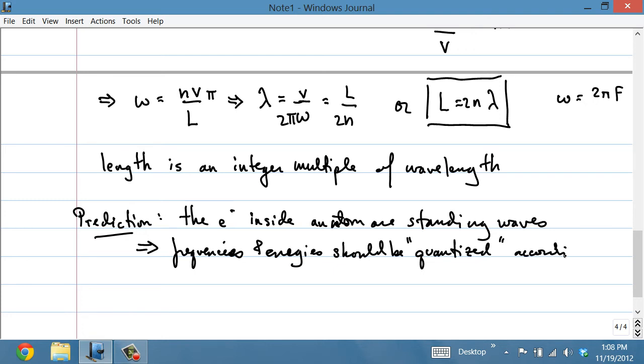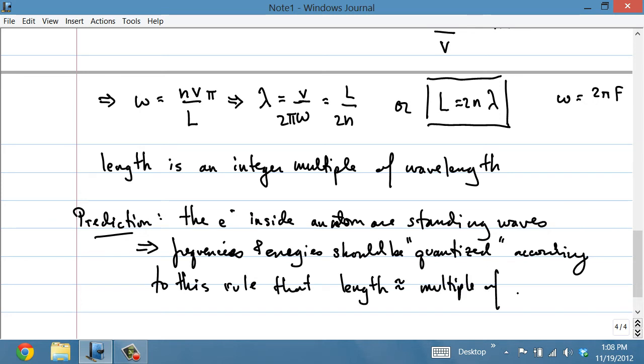According to this rule, the length of the trajectory of an electron should be an integer multiple of the wavelength.